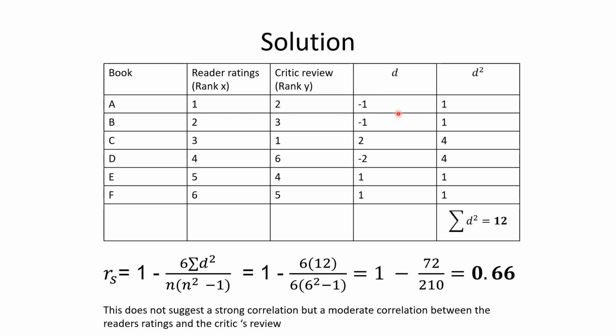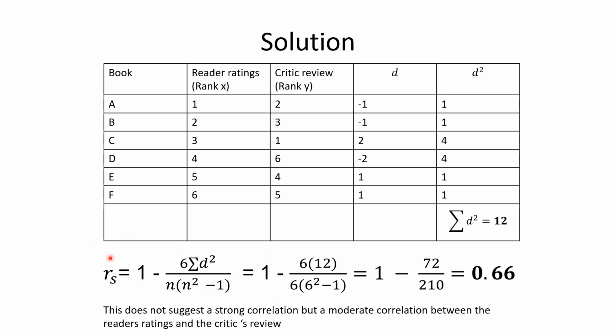So 1 minus 2 is negative 1, 2 minus 3 is negative 1, 3 minus 1 is 2, 4 minus 6 is negative 2, 5 minus 4 is 1, and 6 minus 5 is 1. Then we square each d: negative 1 squared is 1, so you just remove the negative sign. Here is 1 as well. 2 squared is 4, obviously, 1 is 1, 1 is 1. Then we sum up all the values, and our summation d squared is equal to 12. So we substitute it in the formula.